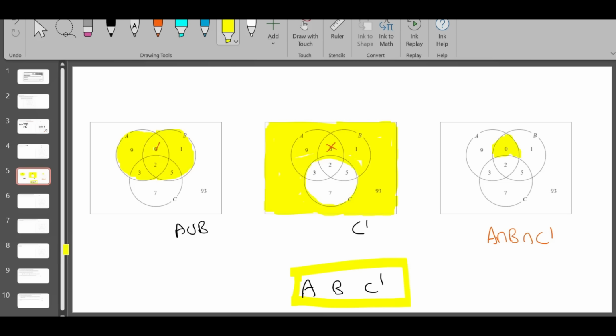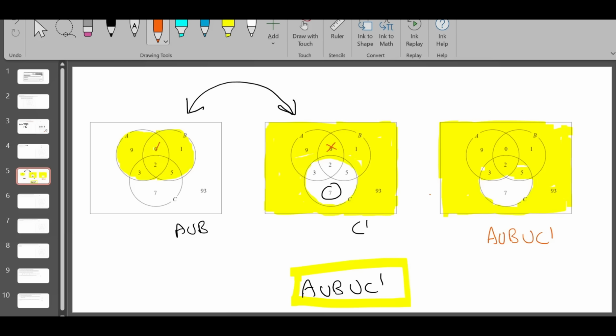When they say A union B union C complement, basically you need to combine these 2. We are not finding intersection, we are finding union. That means you need to put one diagram on top of the other one and check which region will be shaded. So everything except 7 will be shaded, right? This is A union B, and then you need to take C complement. So this is basically A union B union C complement. You need to take all the numbers from the shaded region. That means everything except 7.